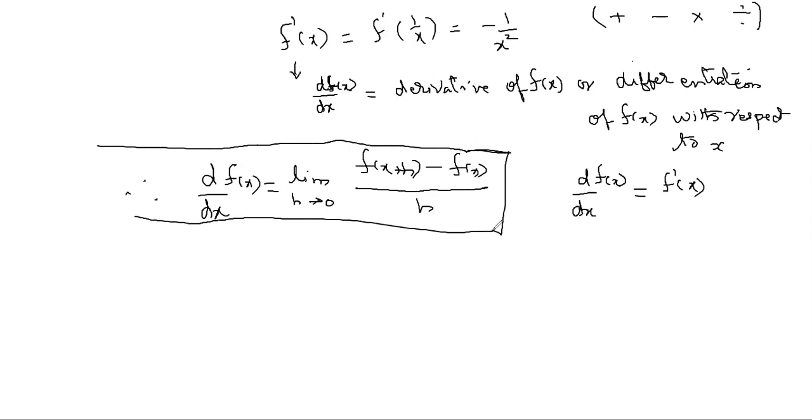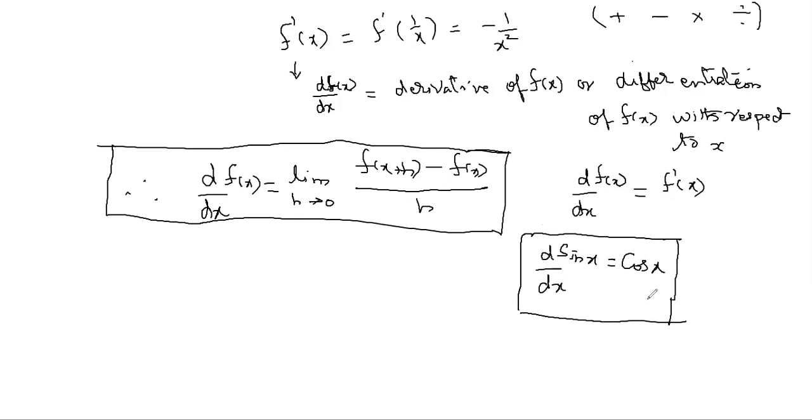For example, the first formula of derivative is d by dx of sin x. You have to remember all the formulas. The differential of sin x is cos x. How it comes, I will tell you. I will tell you how we get the differential of sin x as cos x by first principle.